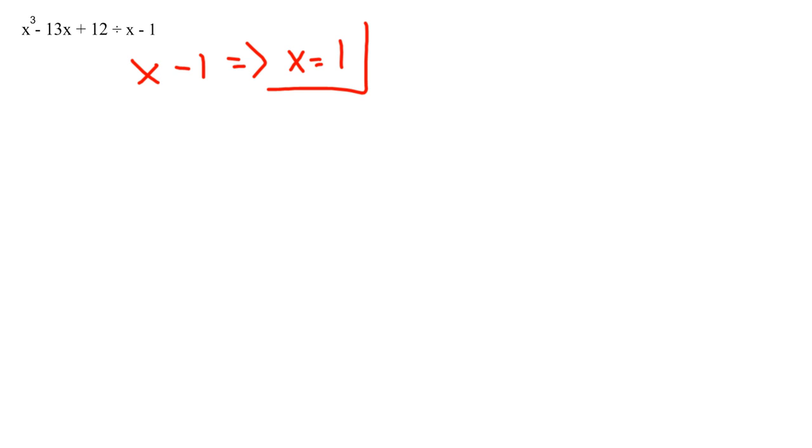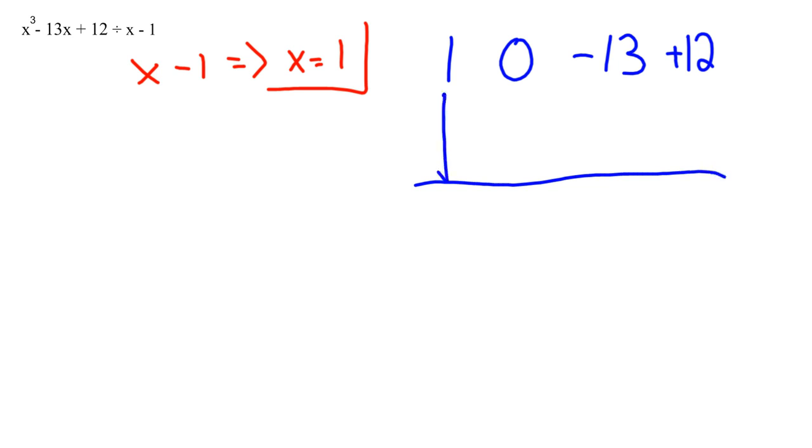Okay, and if I set this up over here, I've got x to the third is just a constant of 1. I have no x squared term, so I'm going to have a 0. My x term is a negative 13, and my constant's a 12. And I don't need the plus sign there, but it just reminds me that's a positive. So I'm going to do the same thing. I'll draw my line, bring my first one down. I've got a 1 here.